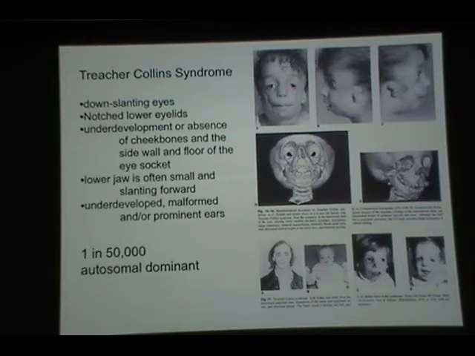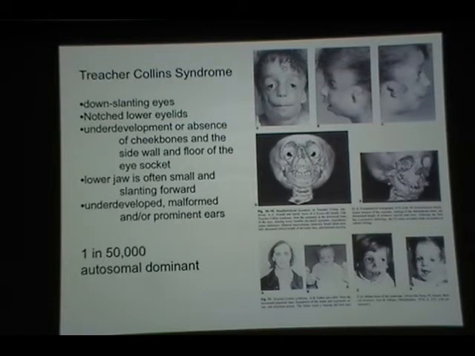In Treacher-Collins, downslanting eyes and notched lower eyelids can form because the base of the orbit is not formed properly. Zygomas may be missing. The mandible can be underdeveloped, with absence of cheekbones, so that's a zygoma. The eye socket's gone. The lower jaw is often very small, so the mandible didn't form properly because the mandibular process of the first arch was greatly reduced. Ears can be underdeveloped, malformed, or prominent. The first arch is very important in forming the external ears, so the external ears may be greatly reduced or malpositioned.